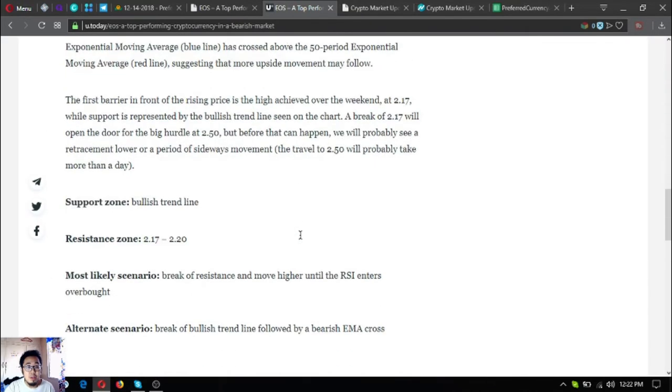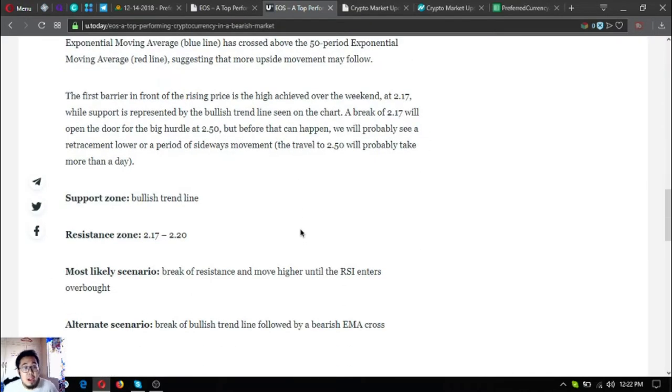The first barrier in front of the rising price is the high achieved over the weekend at 2.17, while support is represented by the bullish trend line seen on the chart. A break of 2.17 will open the door for the big hurdle at 2.50, but before that can happen, we will probably see a retracement lower or a period of sideways movement. The travel to 2.50 will probably take more than a day.